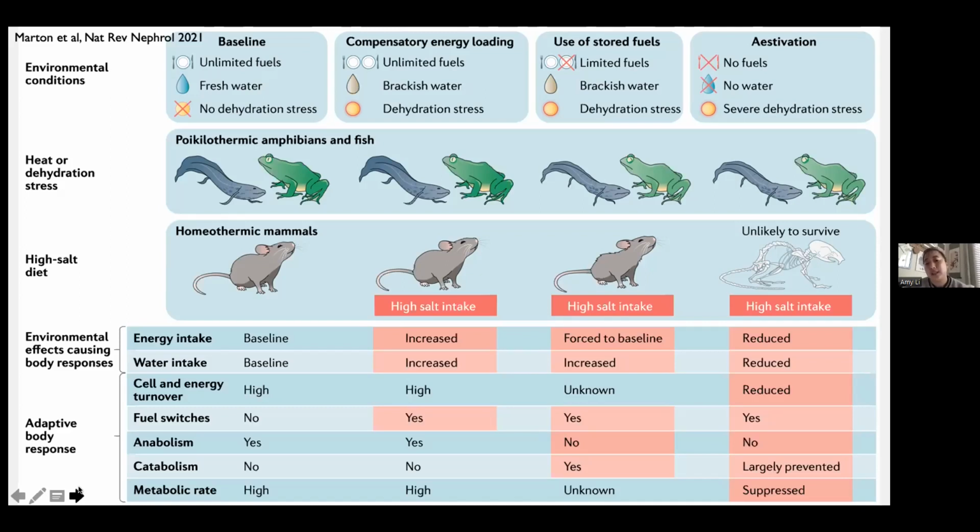Going on to the second column, we have unlimited fuels, but we're starting to get into dehydration stress. The amphibians and such are still okay. For the mammals, this can be induced by a high salt intake, like I mentioned. But estivation is a very demanding process. It requires a lot of energy. And so when fuels are unlimited, animals will eat whatever they can get their hands on.